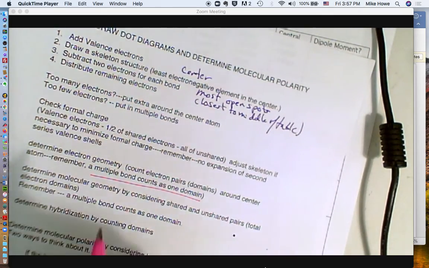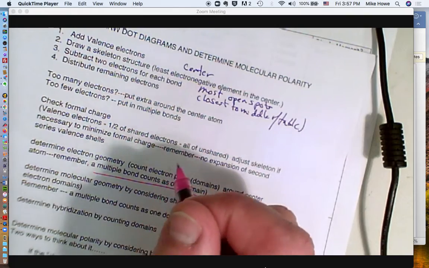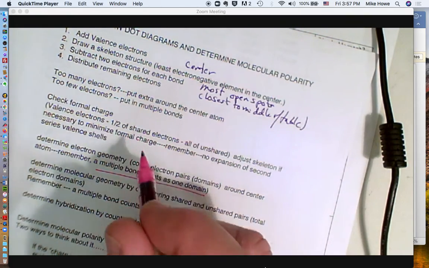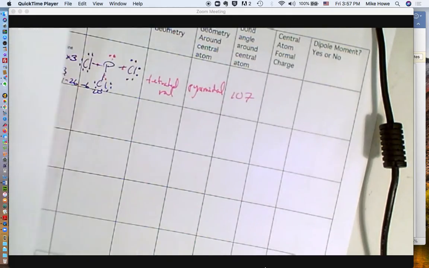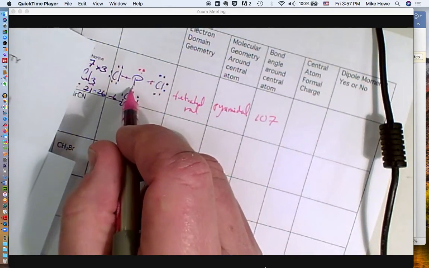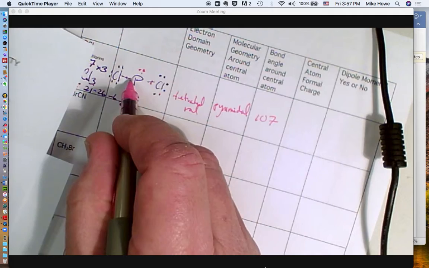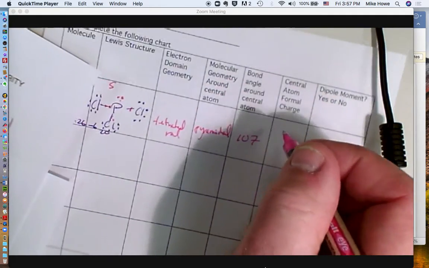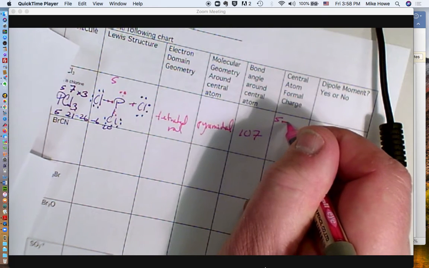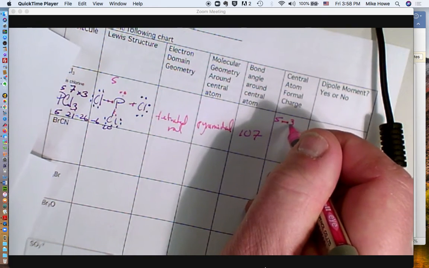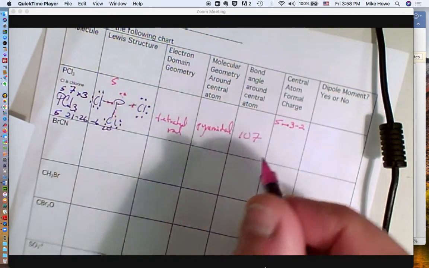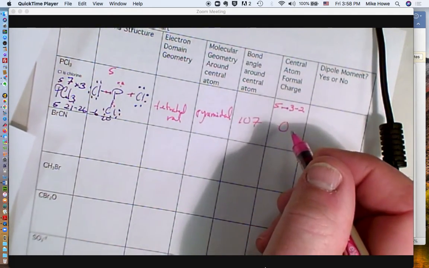We will not worry about adjusting the structure to minimize the formal charge, but we do want to know how to identify it. So use this formula: valence electrons, half the shared, all the unshared. So for phosphorus, you have 2, 4, 6 shared, so half of that would be 3. So we had 5 valence electrons, I'll write it over here, 5 valence electrons minus half the shared, which would be 3, minus all of the unshared. There are 2 of them, 1, 2. So that gives us a 0 formal charge.